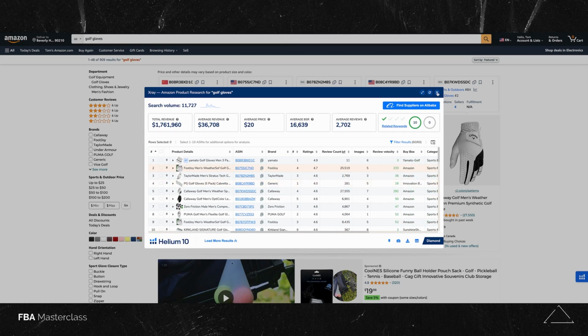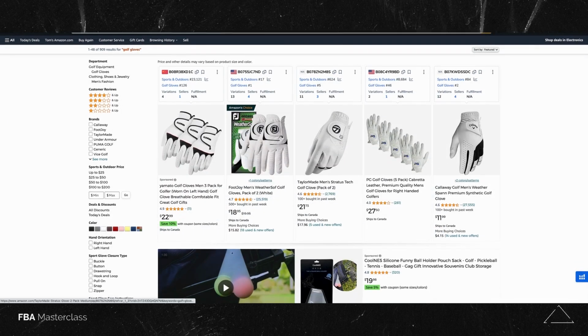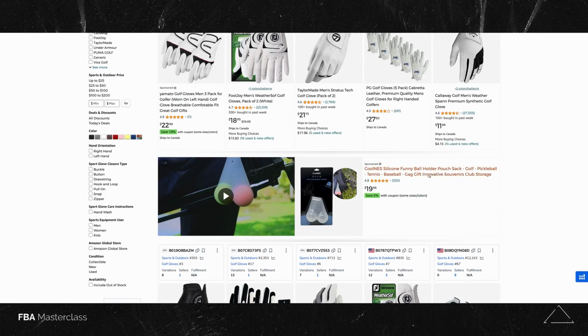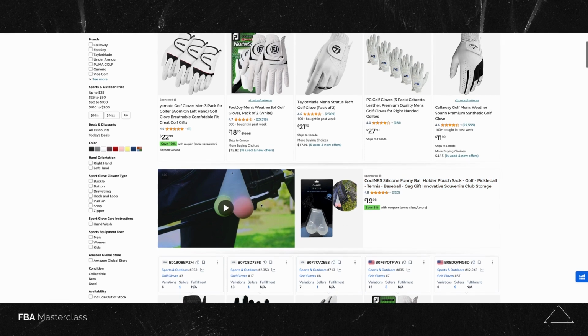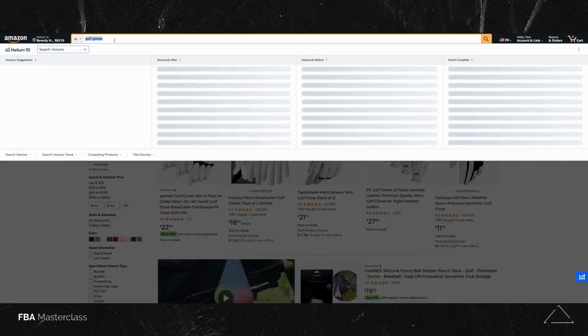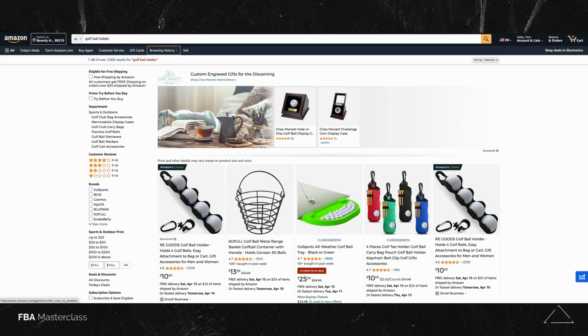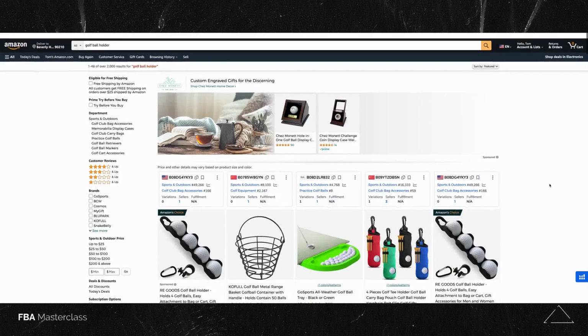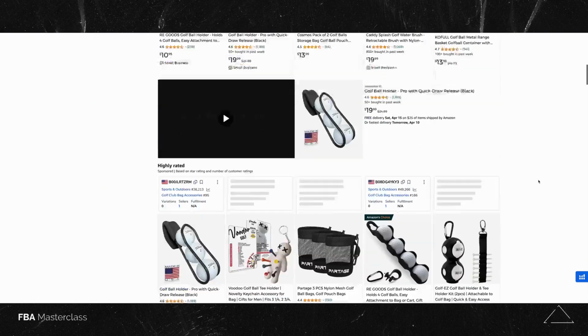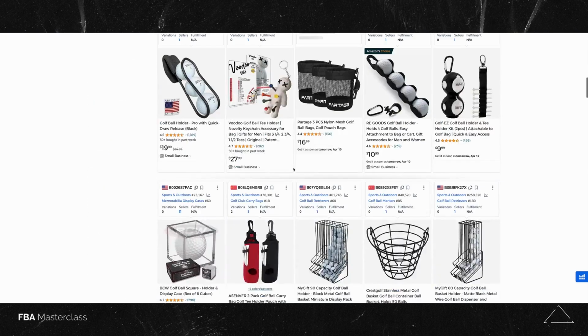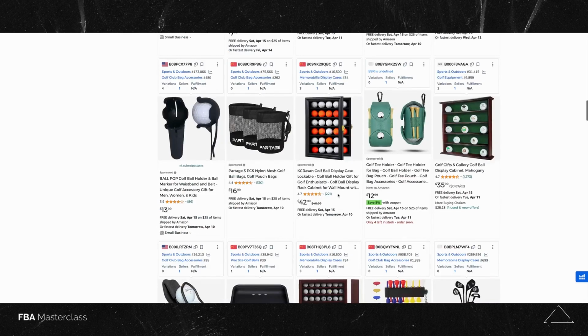And then, as I was scrolling through this, I want to show you an example. So this is a funny ball holder pouch sack. This is for people holding their golf balls, right? I would say that it's a pretty competitive product as well. Like if you were to go to ball holder, let's see. So I typed in golf ball holder and you can see that there's a lot of different types of golf ball holders, right? There's a lot of different variations, right?